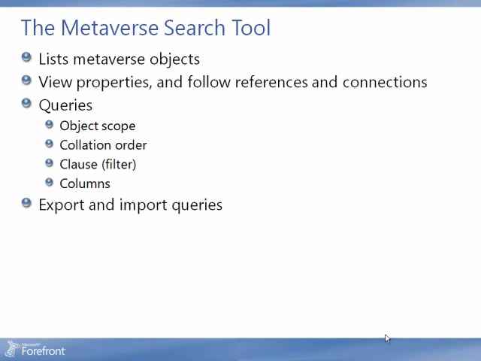The Metaverse search tool is used for listing objects in the Metaverse and then examining them. Once you have your list, you can view the properties including Metaverse GUID, display name and object type. In fact, all non-null attributes will be shown along with their value. And along with the value you get which MA contributed it, the attribute type, and when it was last modified. Any references become hyperlinks that can be used to bring up the properties for referenced objects, such as a person's manager.